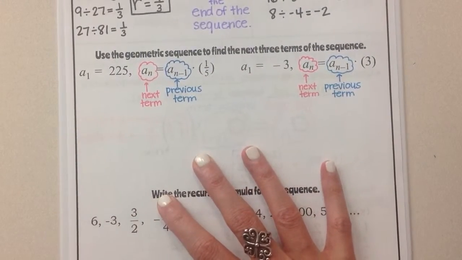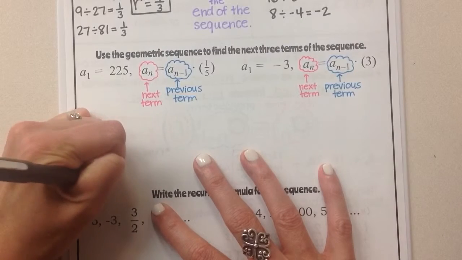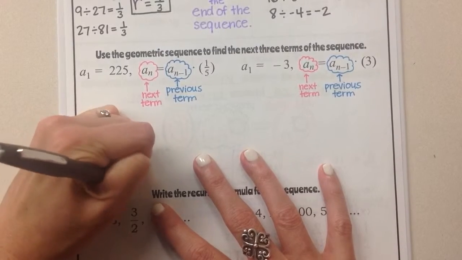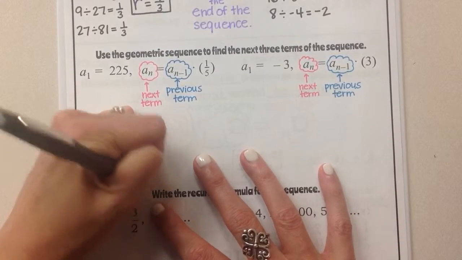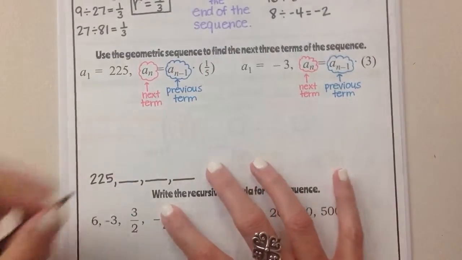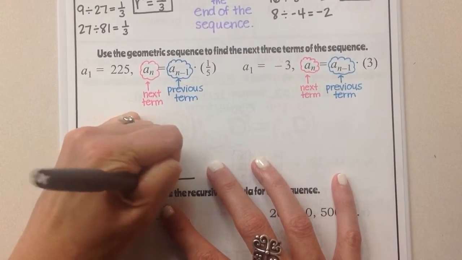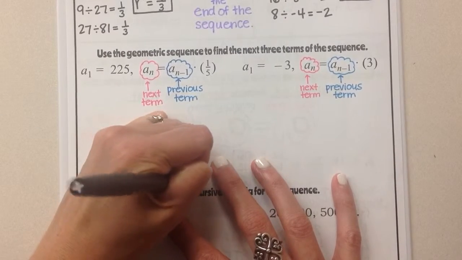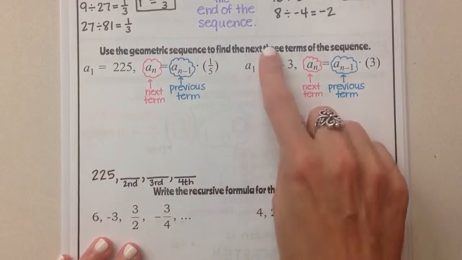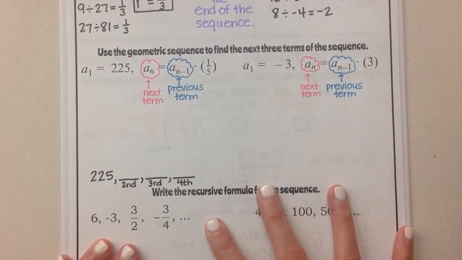So I'm going to go ahead and start making my sequence here. I see that I have 225. And so now I'm going to make blanks for my next three terms. So I want to find my second term, my third term, and my fourth term because it's asking me for the next three. So second, third, fourth, that would be the next three terms in the sequence list.